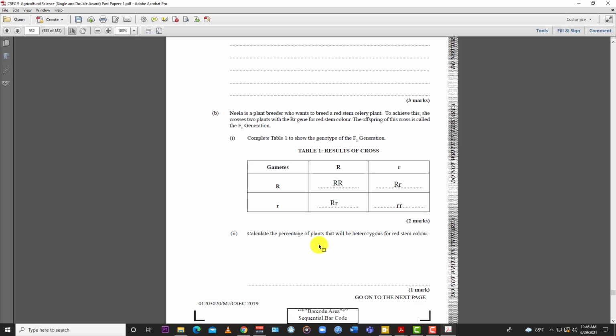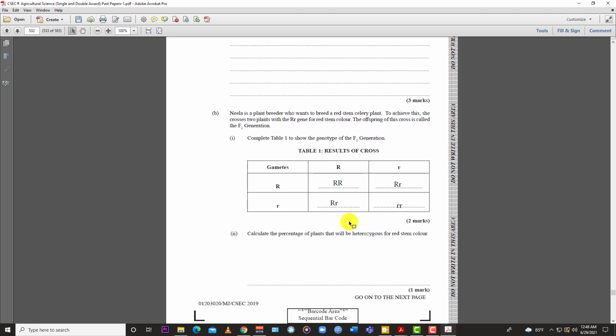So calculate the percentage that the plants will be heterozygous. Because this one is hetero, you have a 50% chance that the plant might be heterozygous. Individually, it will be 25, but for heterozygous or homozygous, it's 50-50 either way. Because it can be this one or that one. This one or that one. 50-50. All right? Good.